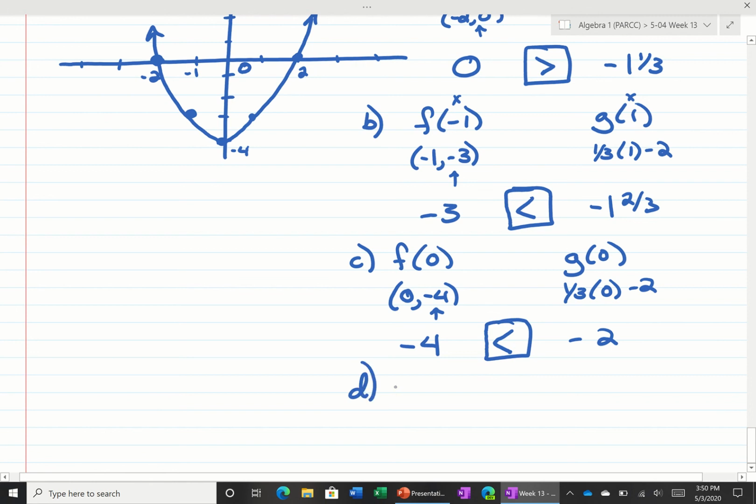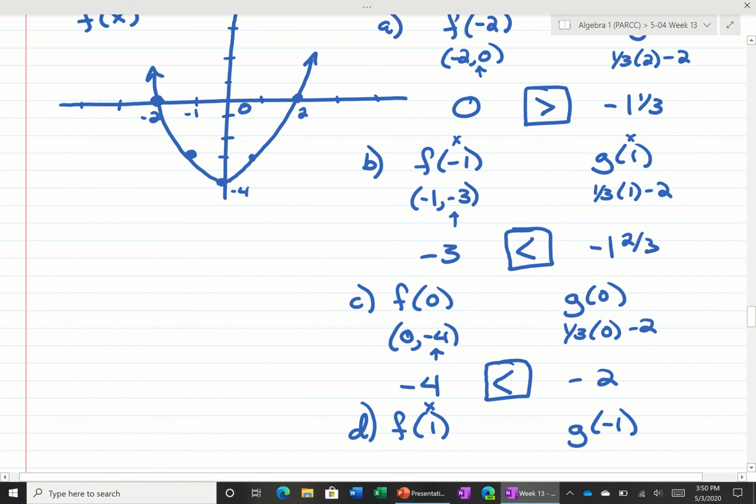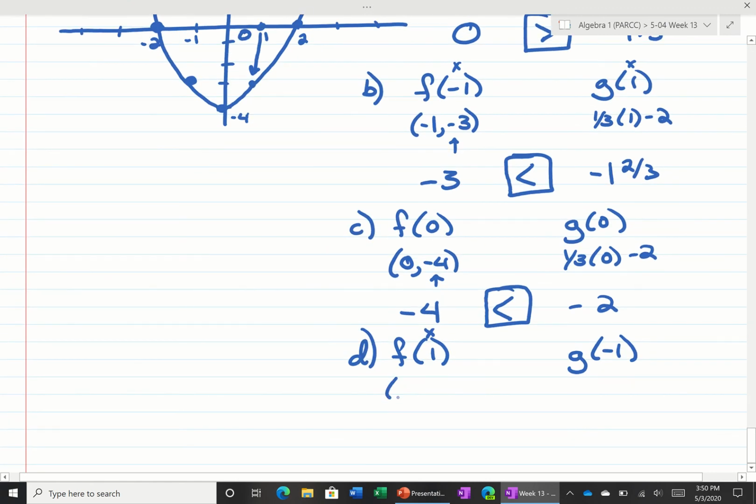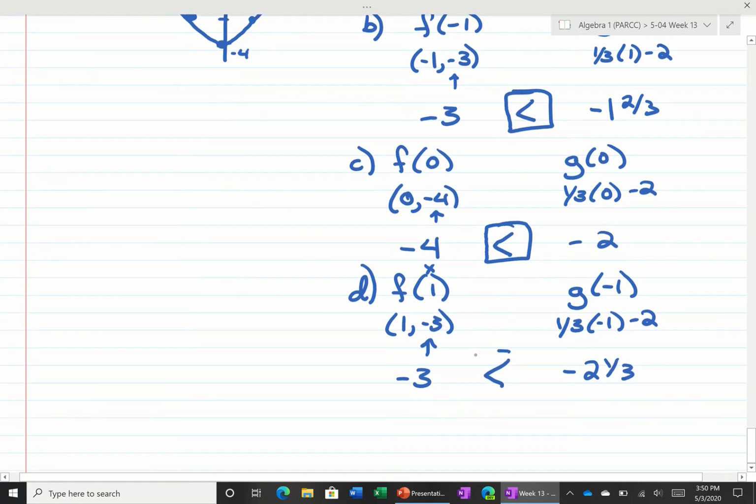All right, for part D, it's asking us f of 1, and we're going to compare that with g of -1. So let's go to the graph when x is 1, which is right here. And go down to the graph. So we have the point 1, -3. And we remember we use the y value. So the answer for f of 1 is just -3. G of -1: -1/3 minus 2 is -2 1/3. -2 1/3 is greater than -3, or -3 is less than -2 1/3.